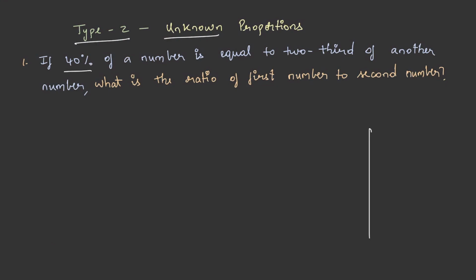Let us understand how to solve an unknown value in the given question. If 40% of a number is equal to 2/3 of another number, what is the ratio of first number to second number? Before we solve this question, let's understand what percent is.